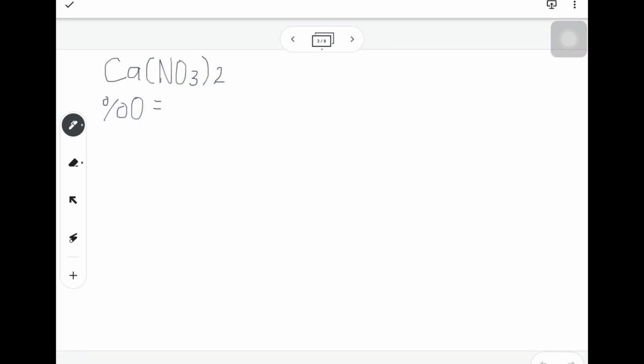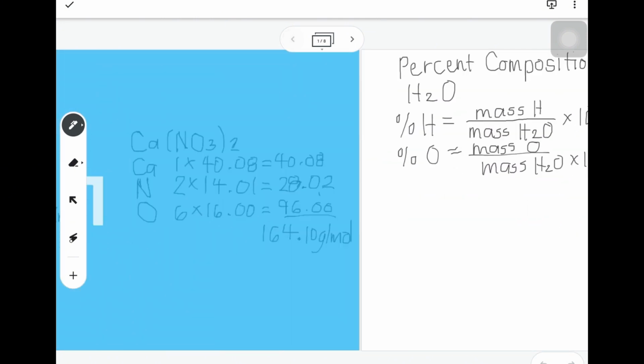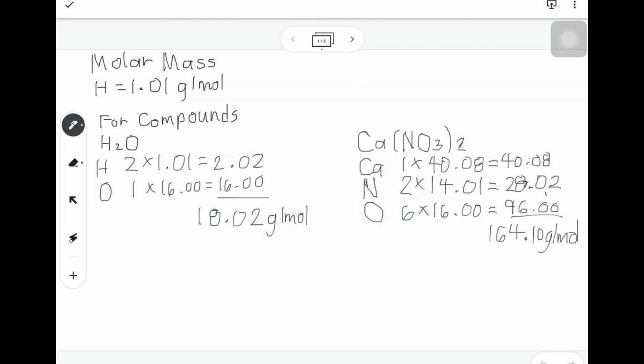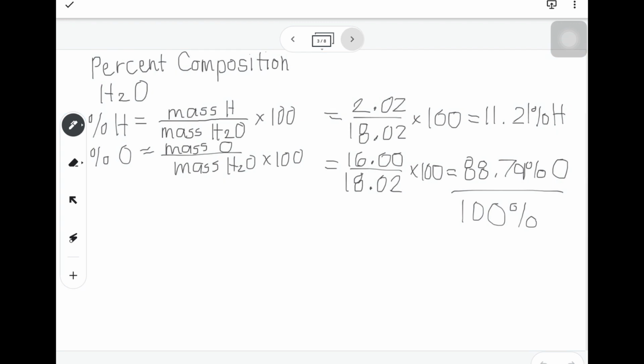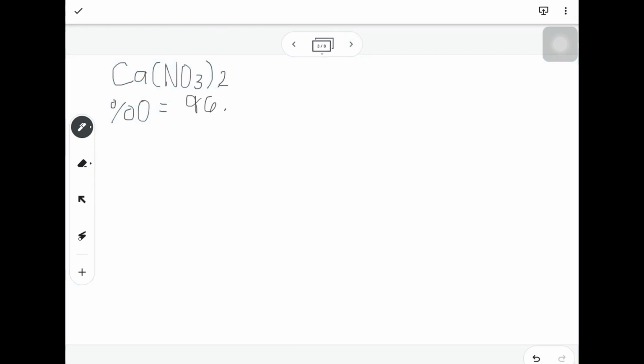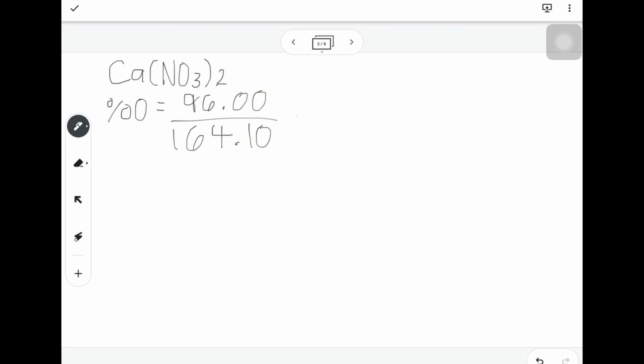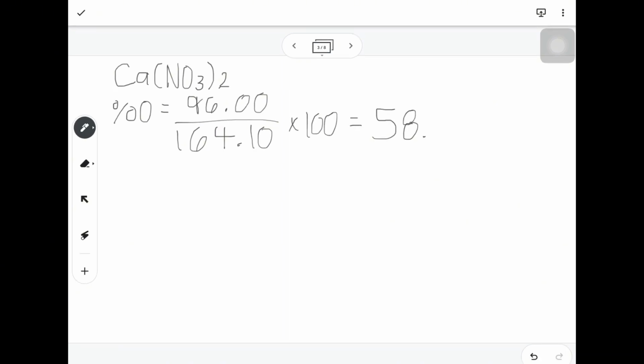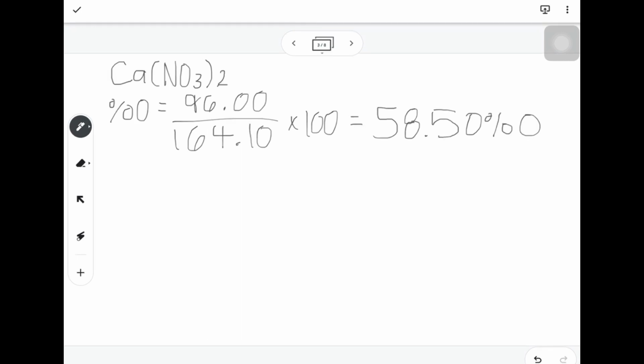And for our next example, we have calcium nitrate. We need to figure out the percentage of oxygen in this compound. So, the mass of oxygen in this compound is 96. And for the compound, calcium nitrate, its mass is 164.10. We multiply by 100 and we get 58.50% oxygen. This is the percentage of oxygen in the compound.